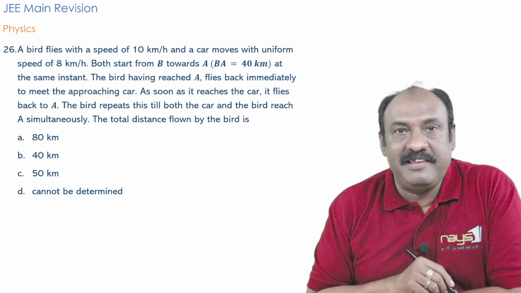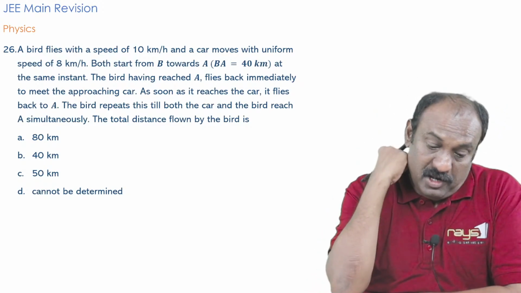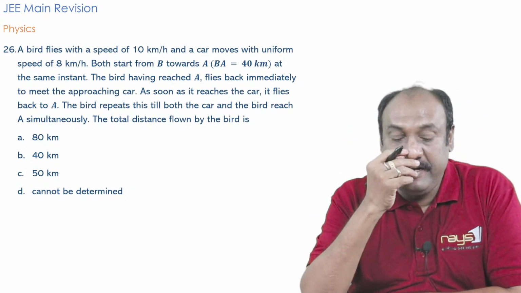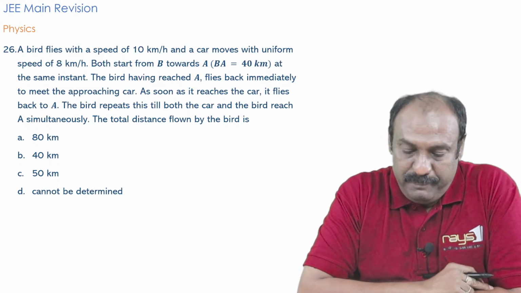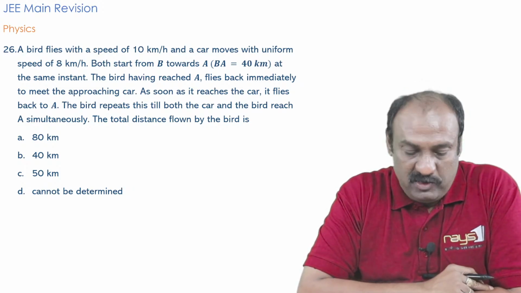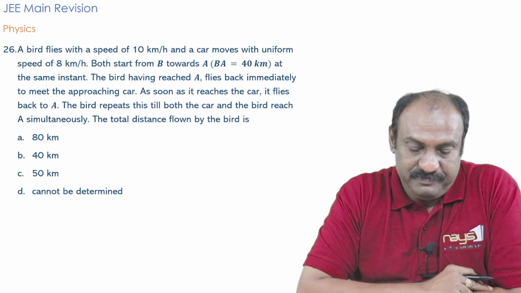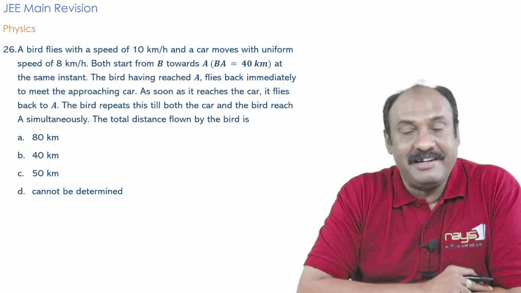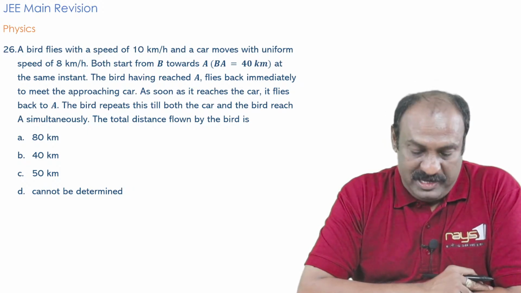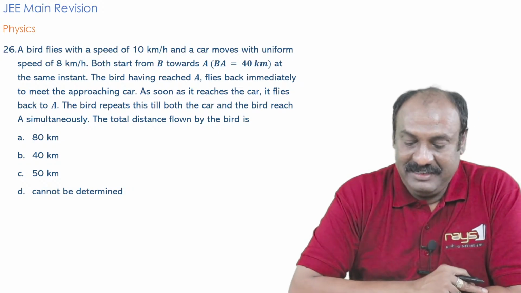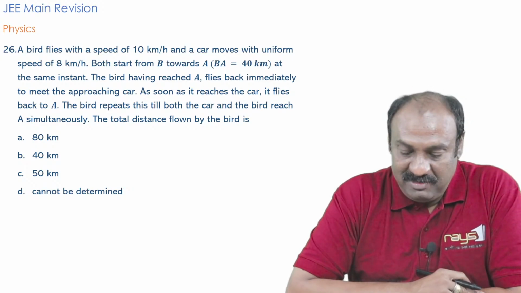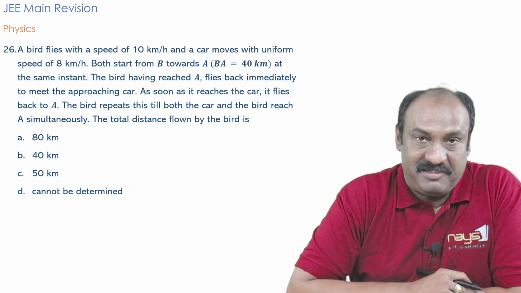Question number 26. A bird flies with a speed of 10 km per hour and a car moves with a uniform speed of 8 km per hour. Both start from B towards A, BA equal to 40 km, at the same instant. The bird, having reached A, flies back immediately to meet the approaching car. As soon as it reaches the car, it flies back to A. The bird repeats this till both car and bird reach A simultaneously. Then the total distance flown by the bird during this time is.